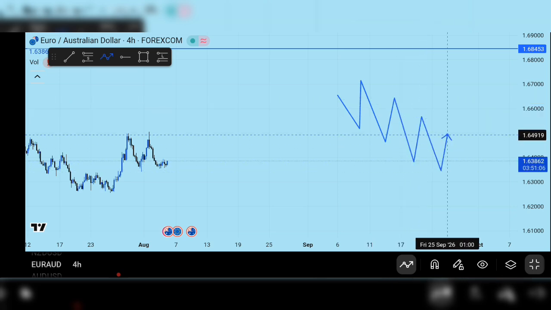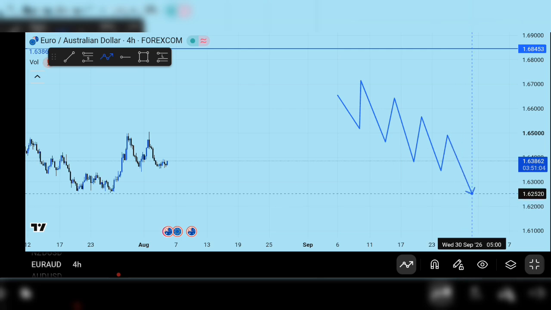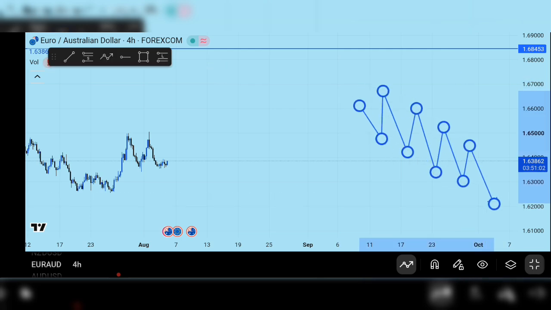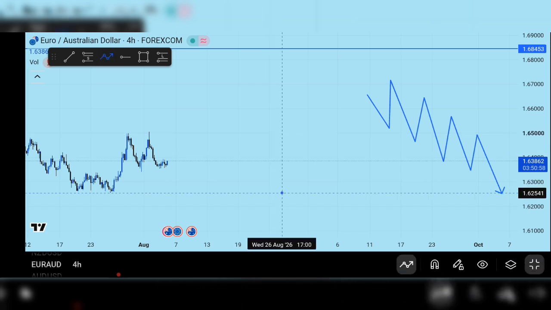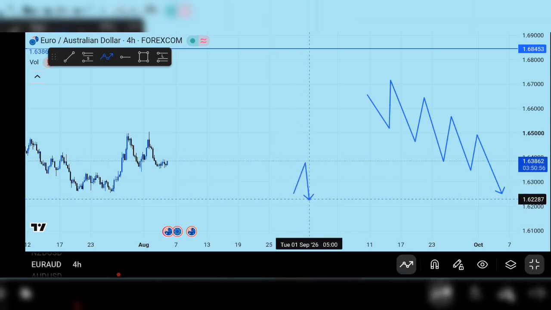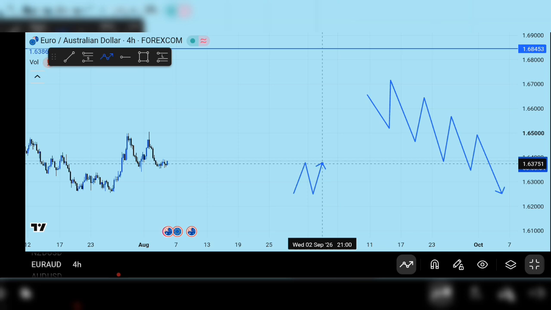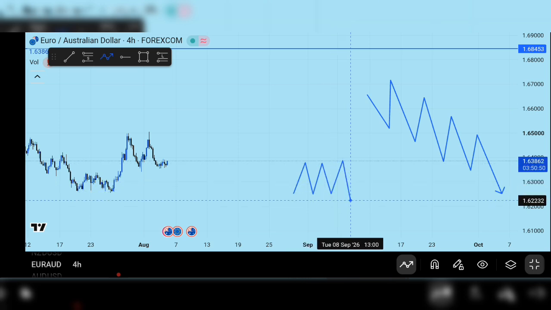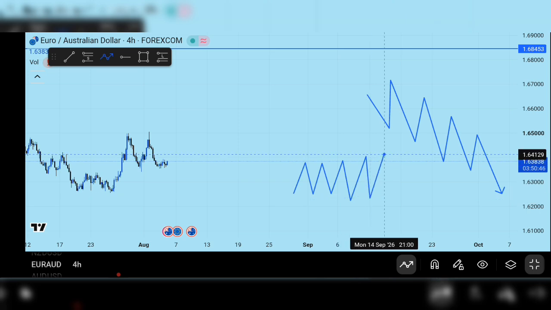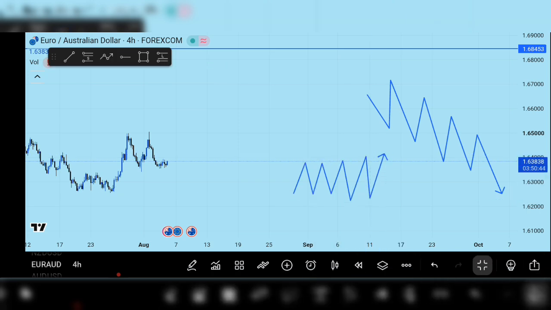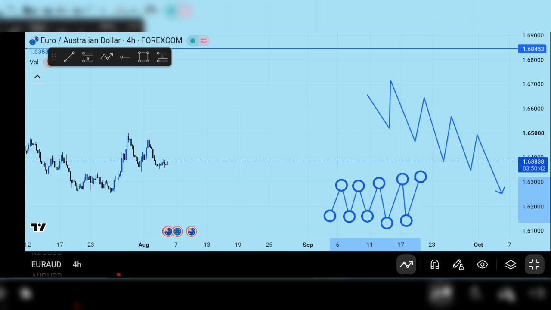Alright, so let me mark all those things. Now you can obviously see that this market is in a downtrend. Let's mark this one. You have three phases in market structure. Number one is uptrend, number two is downtrend, and number three is a ranging market. This is a ranging market.